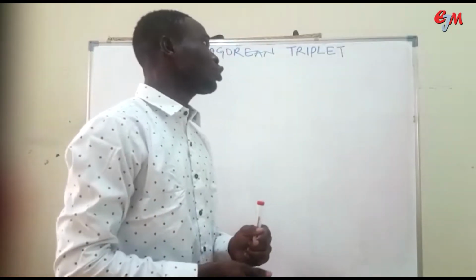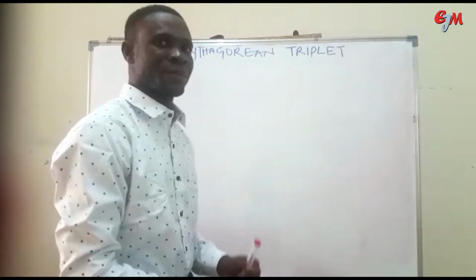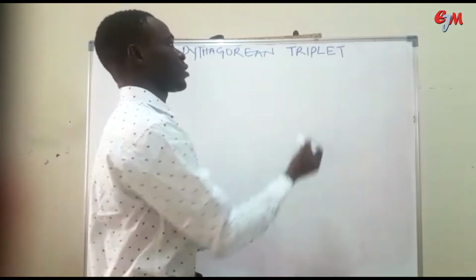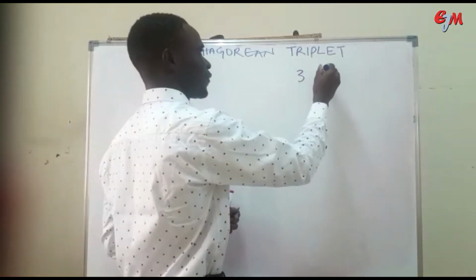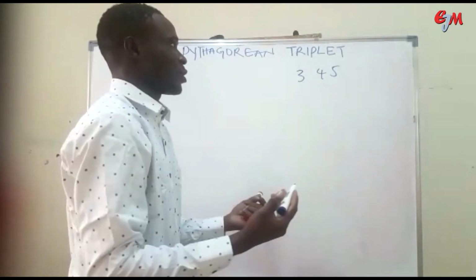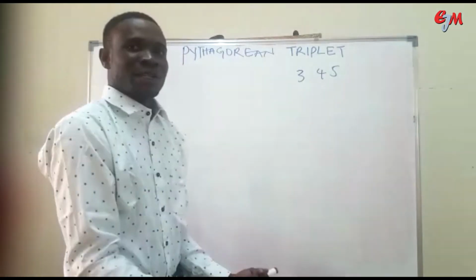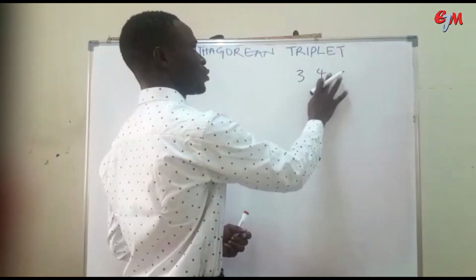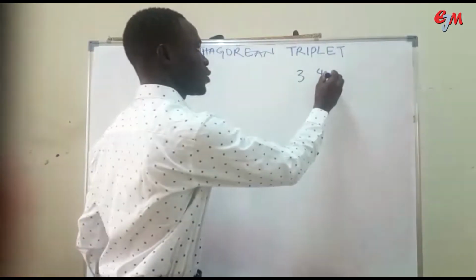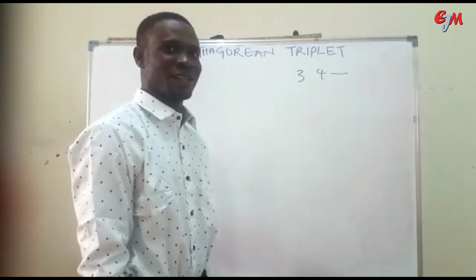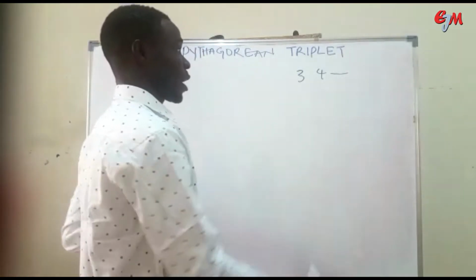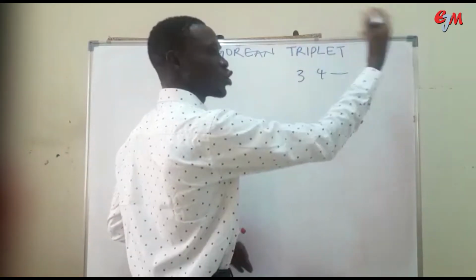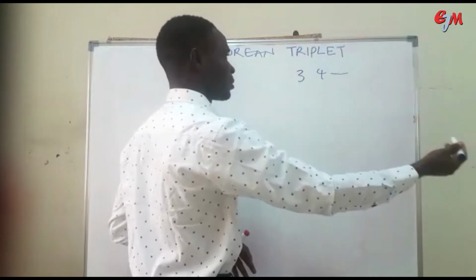Alright, so today we want to advance a bit because we are talking about triplets, a set of three numbers, say 3, 4, 5. There are some exams where you will find that they give you 2 and ask you to find the remaining one. You find it using the Pythagoras rule, and remember that the third one is the largest one.